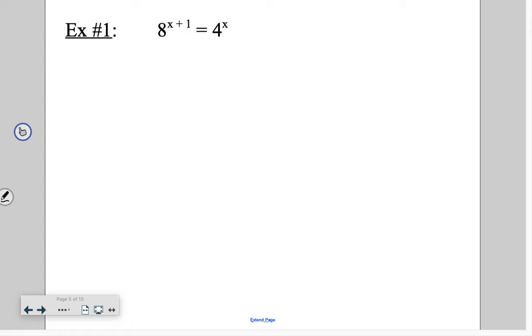Remember, step number 1 we said was, if you can reduce to the same base, you should. If you can't, then that's where you go to the calculator. Here's what I mean by that. I'll do step number 1, and then you take it from there.